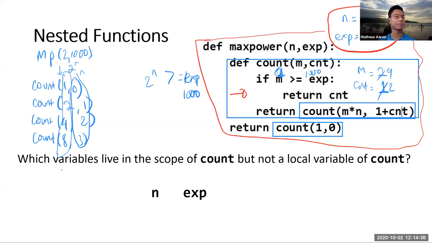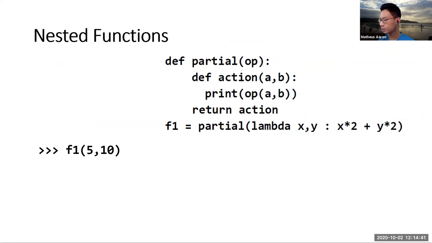Both n and exp. You can see in the red circle on the top right corner, n and exp both exist inside count, but they're not its local. So you can access the value of n and exp in max power as well. You can see that the value of n and exp is used here, and here. So it lives in the scope of count, but it's not local because it's actually defined outside count. All right, that's all for this.